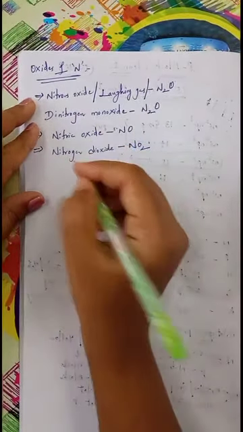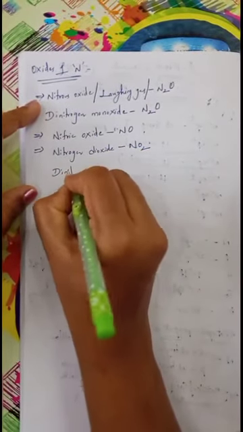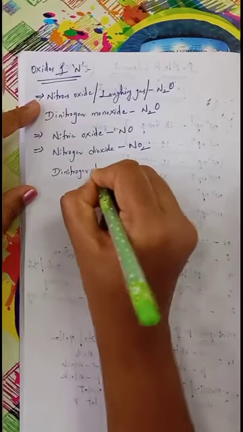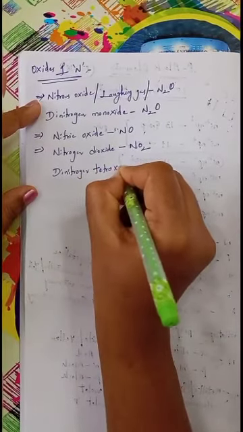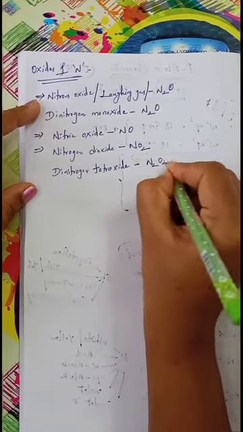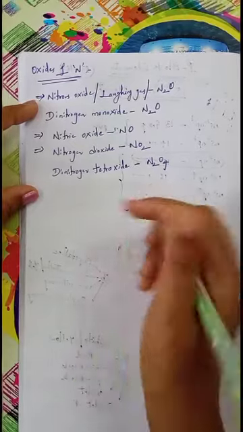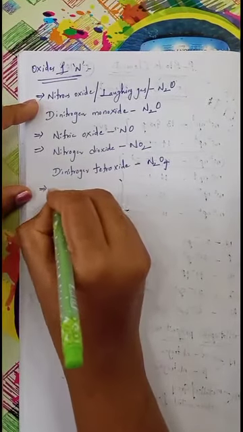Next, this also exists in dimeric form, that is dinitrogen tetroxide. Okay, this dinitrogen tetroxide, formula N2O4. The dimeric form of nitrogen dioxide is this one. Next one, nitrogen trioxide.